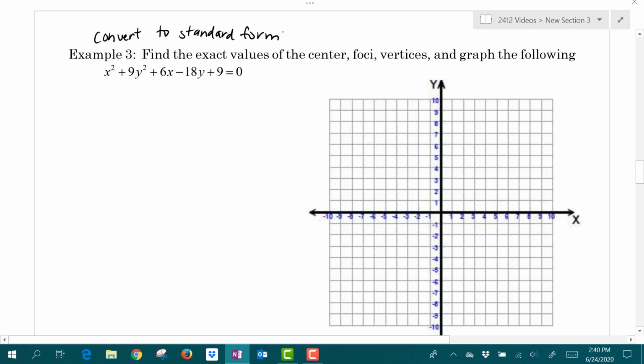Alright, after we convert it to standard form, then we'll find the exact values of the center, the foci, the vertices, and then we'll graph it.